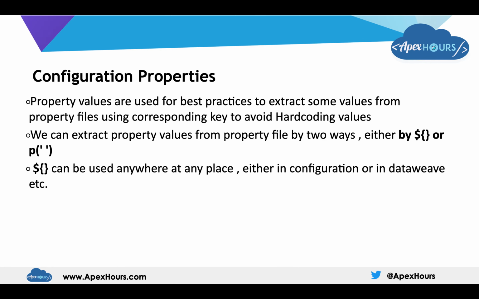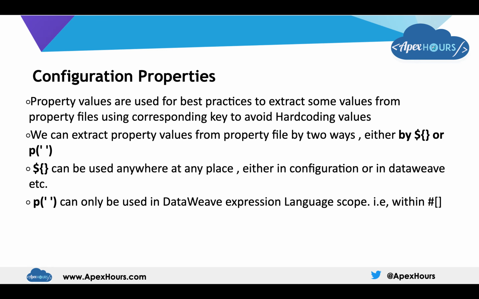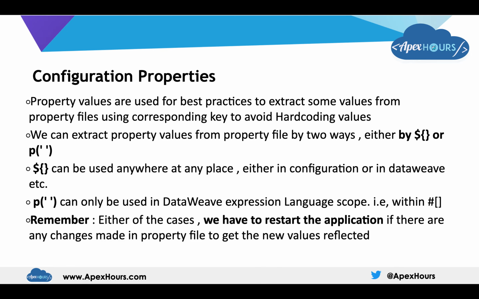So dollar of can be used anywhere at any point of time, either in the configuration, like the connector configuration, or in the Dataweave expression. But P of can only be used in Dataweave expression language. Whenever you see the hash and square brackets, only there can we use P of, but we cannot use P of in configuration details. And remember, in either case we have to restart our application if any changes are made in the property file to get the new values reflected.